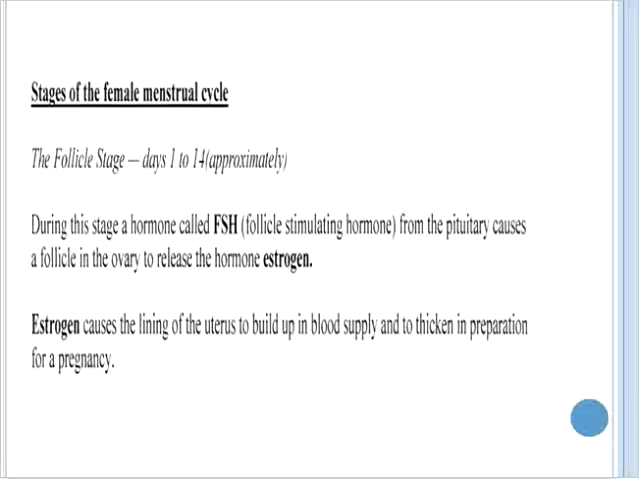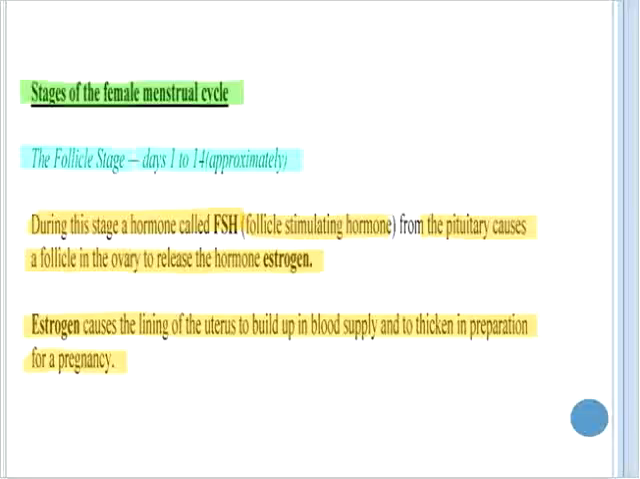The female menstrual cycle is broken up into a series of stages. The first of these is known as the follicle stage. It takes up the first half of the cycle, approximately days 1 to 14. During the follicle stage, a hormone called FSH, or follicle stimulating hormone, released from the pituitary, triggers the release of the hormone estrogen. Estrogen, in turn, causes the lining of the uterus to build up in the blood supply and to thicken in preparation for a pregnancy.